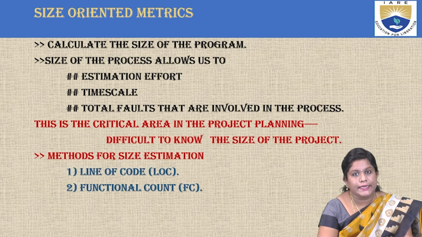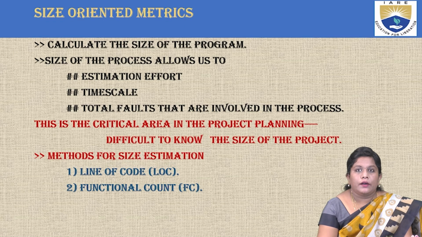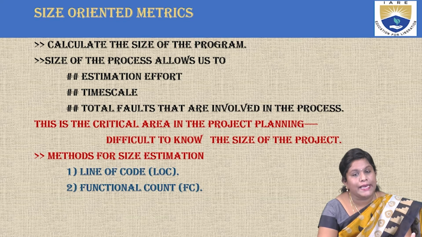And the third category is the total faults that are involved in the process. Meaning, the size of a process also allows you to calculate where the faults are, and how many faults occurred in the entire process.